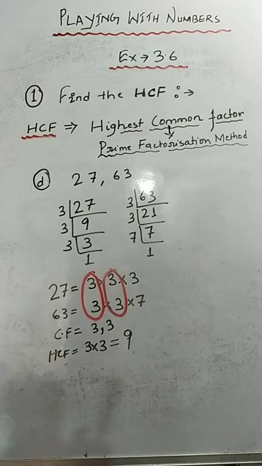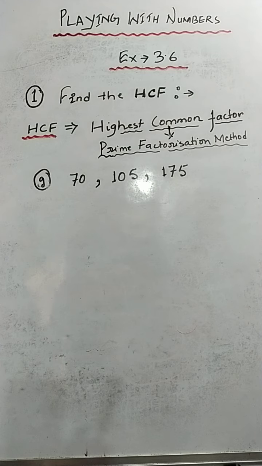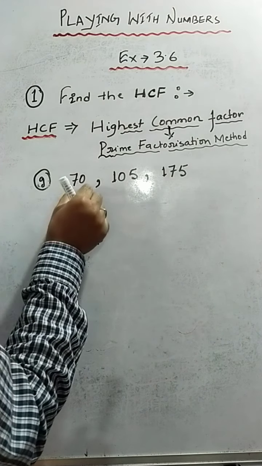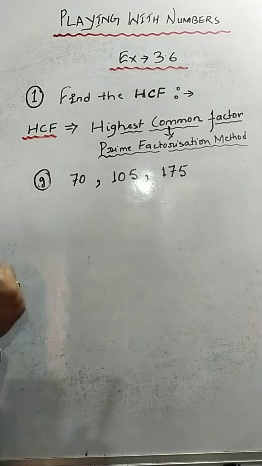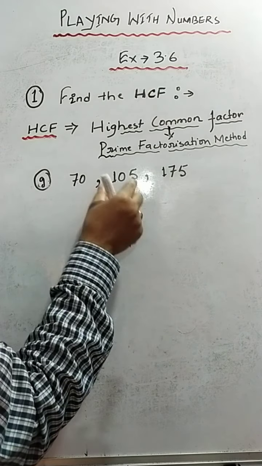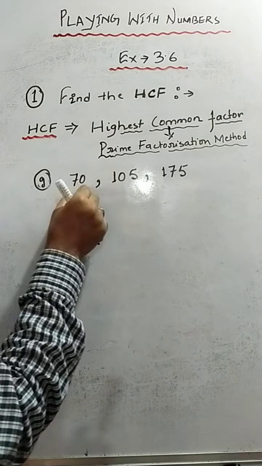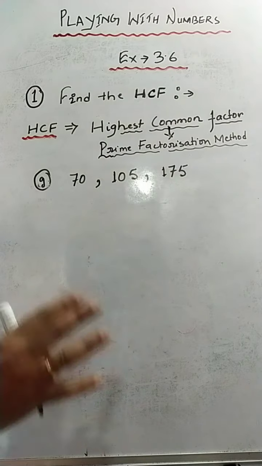Fine. Now let's move on to sum number G. E and F are very similar to the question that I have already done. Please try it by yourself. That is question number E and F. Now let's do sum number G. In sum number G, we have 3 numbers. We were doing with 2 numbers, now we'll learn how to find the HCF with 3 numbers. Very similar way we will do it.